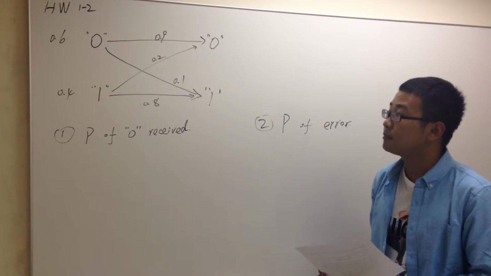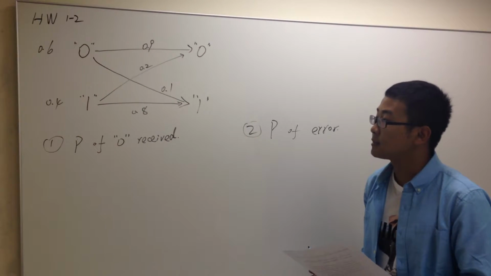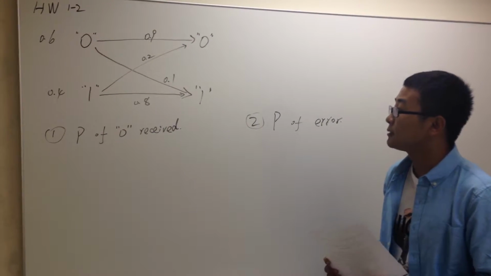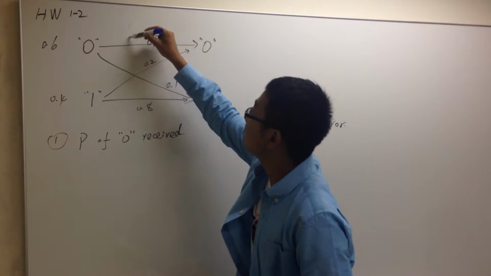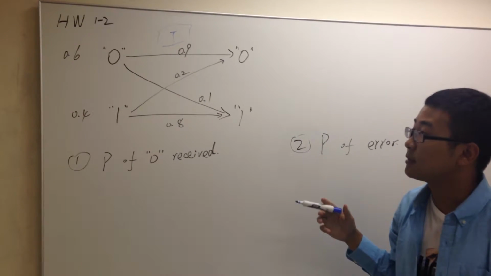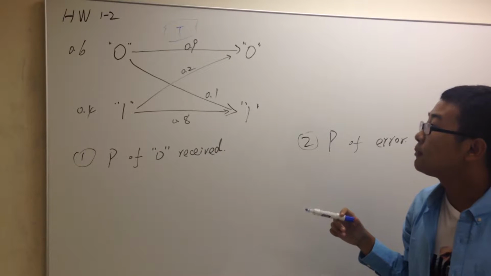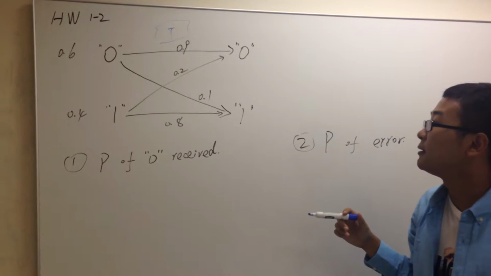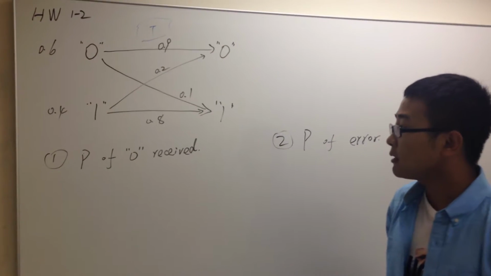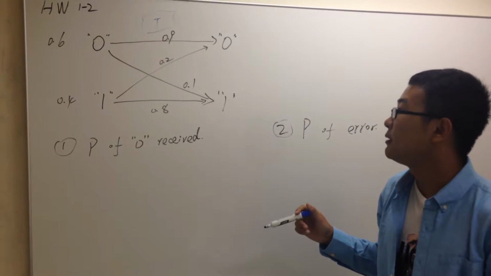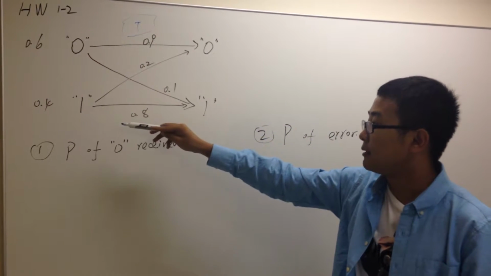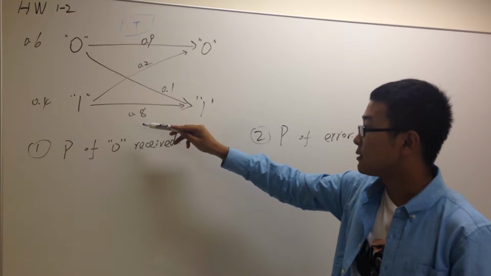The probability of the input 0 is 0.6, and the probability of the input 1 is 0.4. After they are sent from the transmitter, if the input is 0, there is a 0.9 probability of getting a 0 and a 0.1 probability of getting a 1. So this is an error. If the input is 1, after the transmitter there is a probability of 0.2 of getting 0, and this is an error. And the red arrow is 0.8.